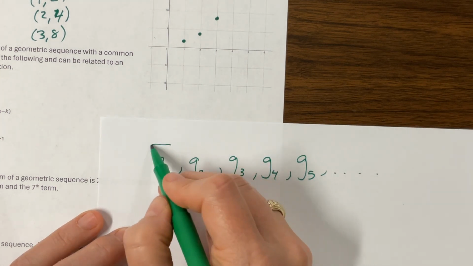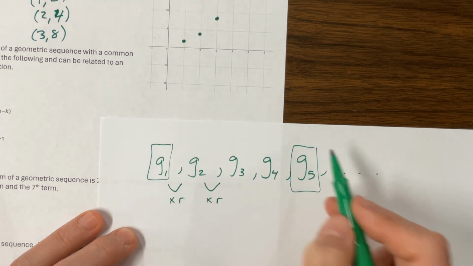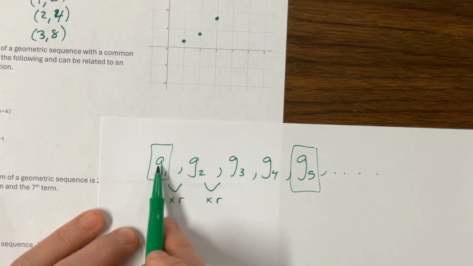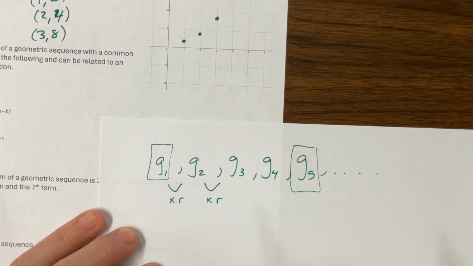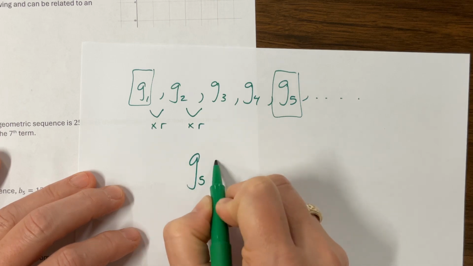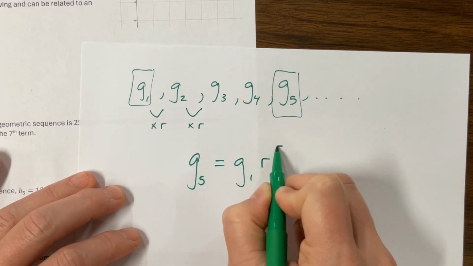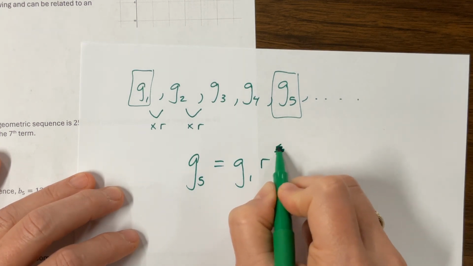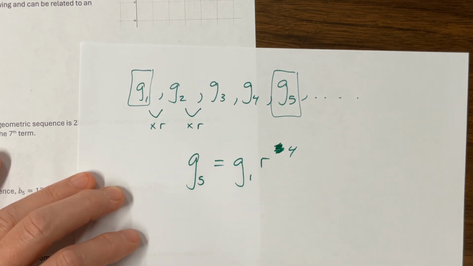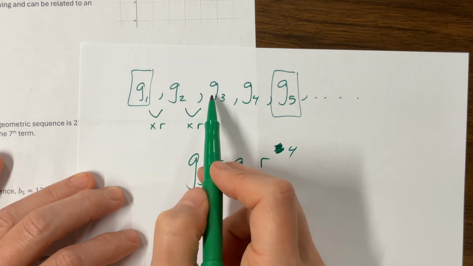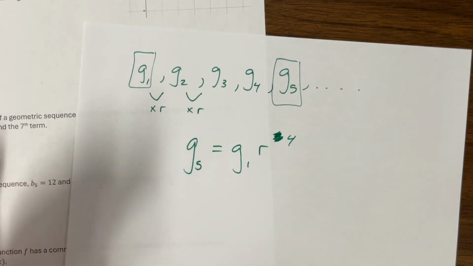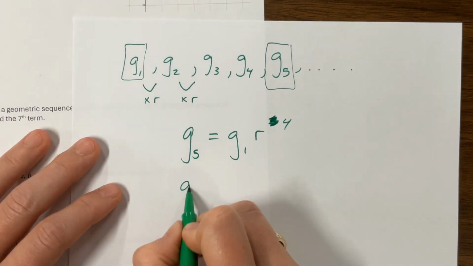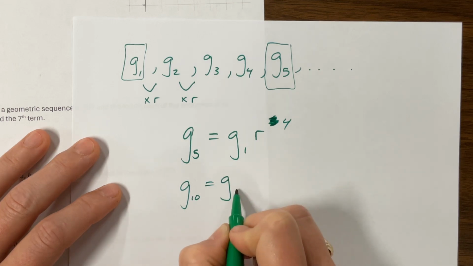So let's say I want to go from the first term and get to the fifth term. I have to multiply by my common ratio 1, 2, 3, 4 times. So G sub 5 would be equal to G sub 1 times r to the fifth. I lied. Did you catch that before I just did it? r to the fourth. Sorry, we said 1, 2, 3, 4, and then I wrote a 5.